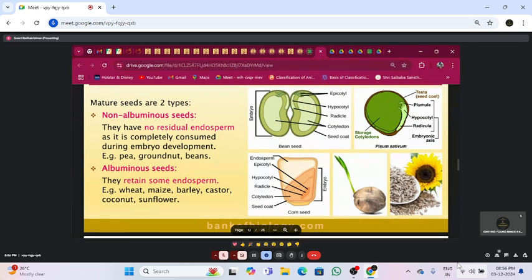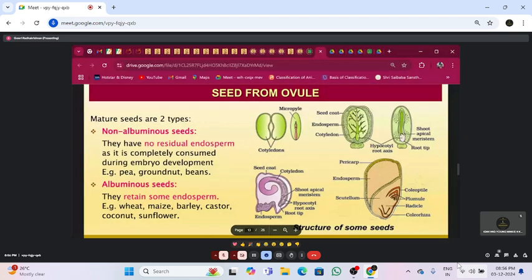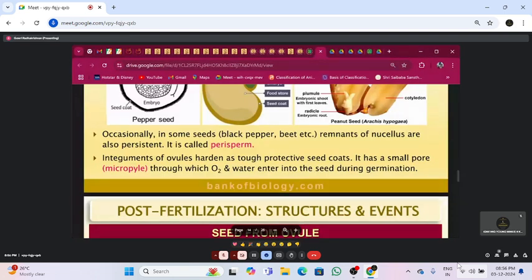Mature seeds are of two types. Non-albuminous seeds have no residual endosperm, as it is completely consumed during embryonic development. Albuminous seeds retain some endosperm, like wheat, maize, barley, etc. Those are the two types. Occasionally, in some seeds like black pepper and beet, remnants of the nucellus are also persistent. That is called perisperm.